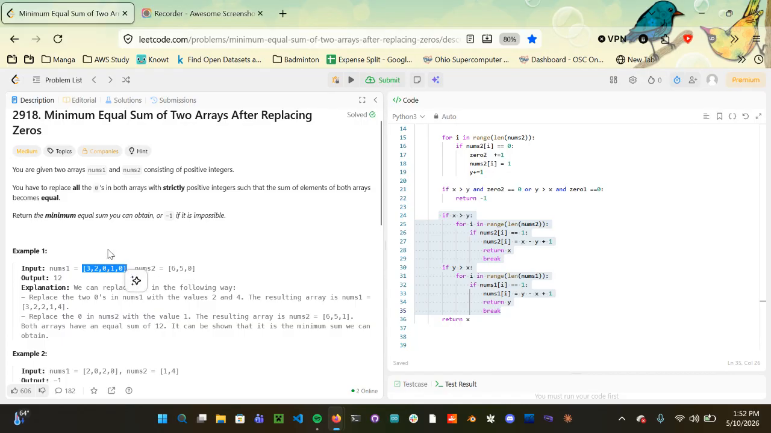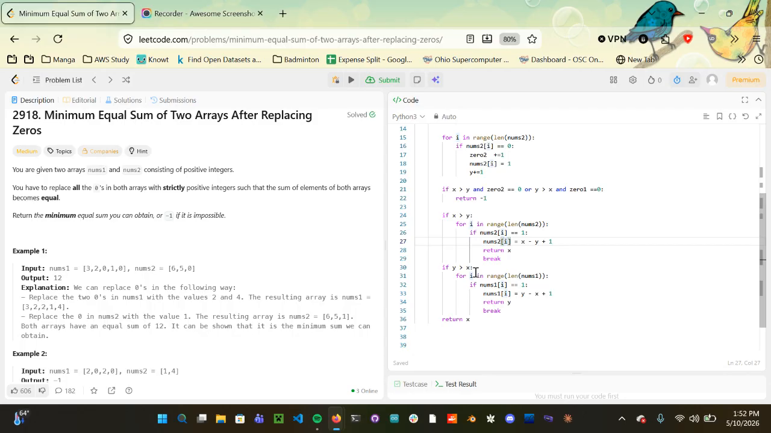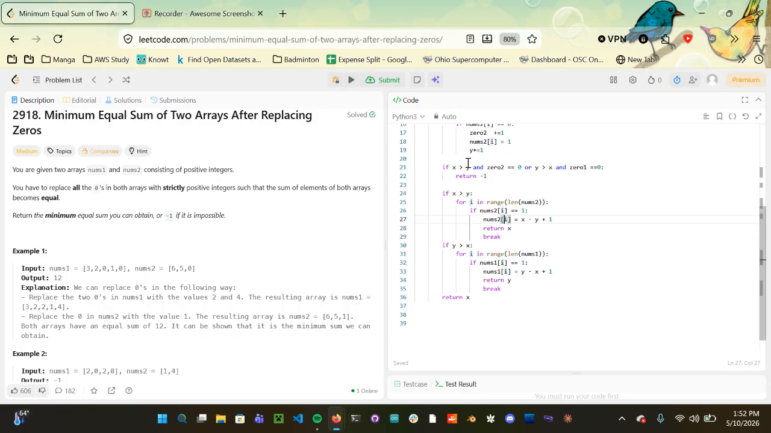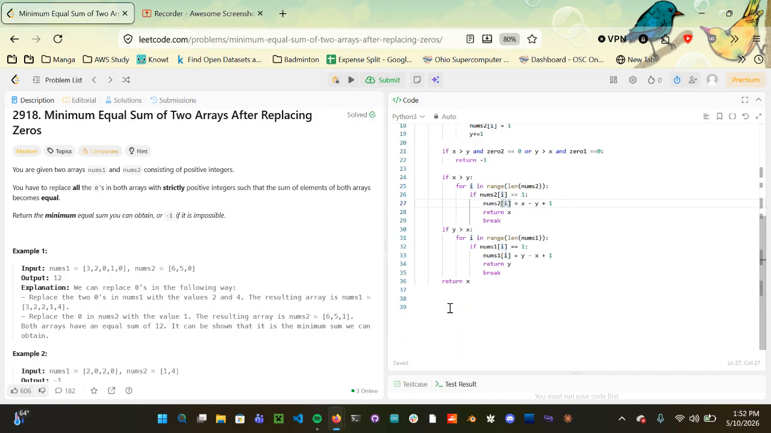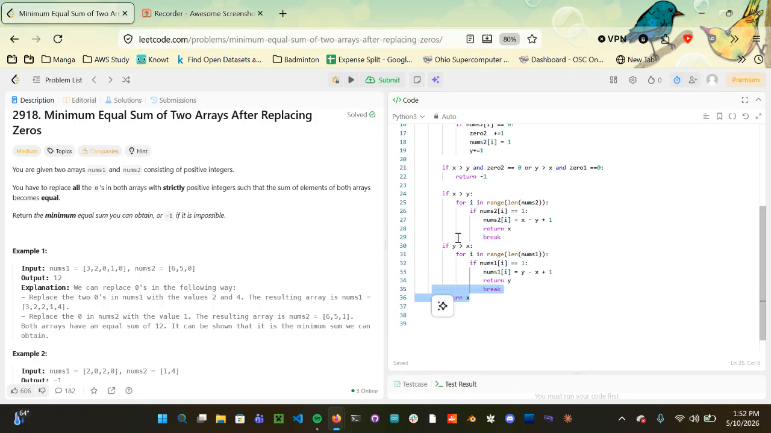If nums1 is greater, then let's go through this one. We replace this with 1, so this is 12, right? And these are all ones here, so 3, 5, 6, 7, 8, right? So we just replace one of these ones to go from 8 to 12. That's essentially what we do here. We just subtract the difference and add 1 to get that difference of 12. Opposite side, and we just return either one. And if they're the same, we just return x here.